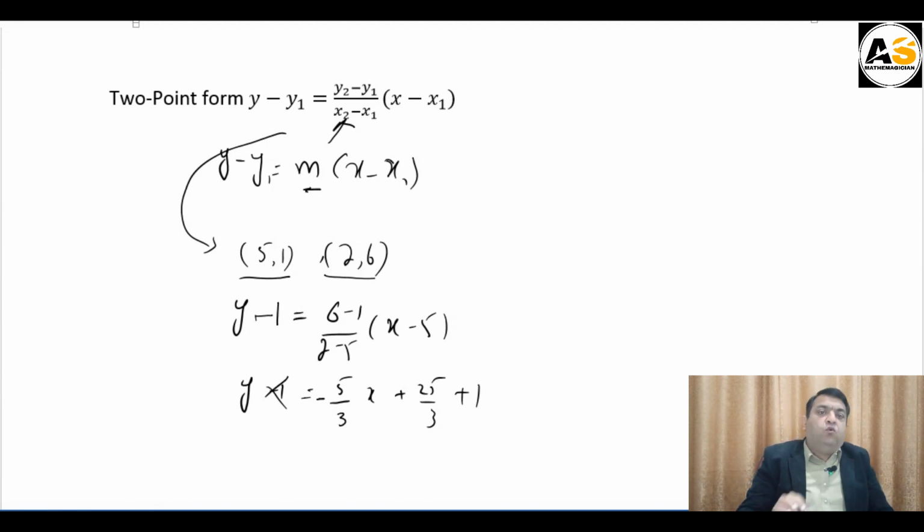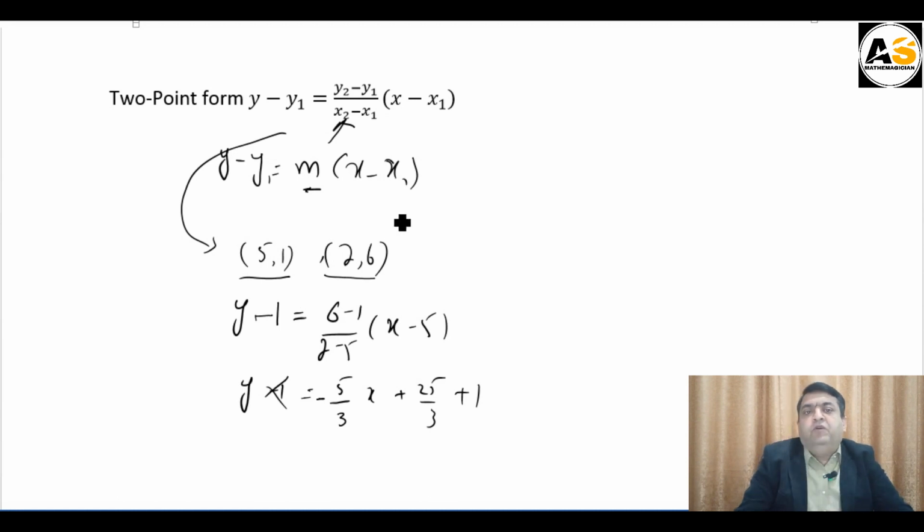So these were 4 different forms which can be used to form the equation of a straight line. The first one was gradient intercept form. The second one was gradient point form. The third one was general equation, with which we learned that every linear equation in 2 variables represents a straight line. And the last one was the 2-point form. We can form the equation of a straight line when its 2 points are given.